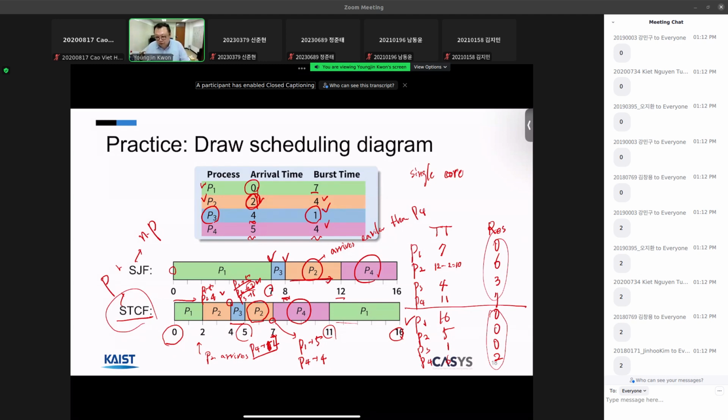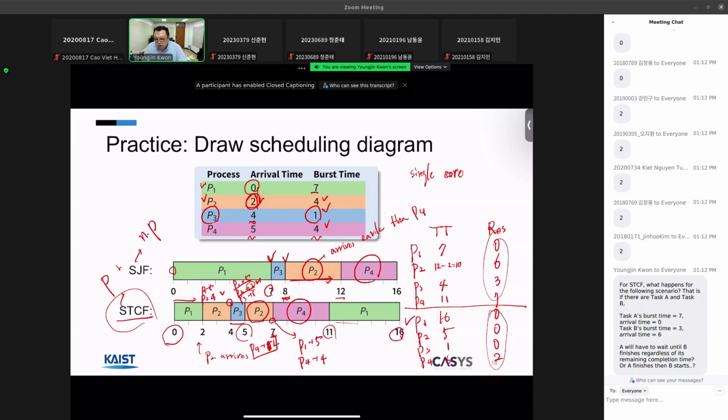Okay. So that is the one question. So I think, who asked the question? All right. So Hyunbin's question, I will copy and paste Hyunbin's question again. Let me say that I understand. So here is the question. For STCF, what happens in the following scenario? If there are tasks A and B, and task A's burst time is 7, arrive time 6. B's burst time is 3, arrive at 6. Then A will have to wait until B finishes, regardless of remaining time, or A finishes before B starts.